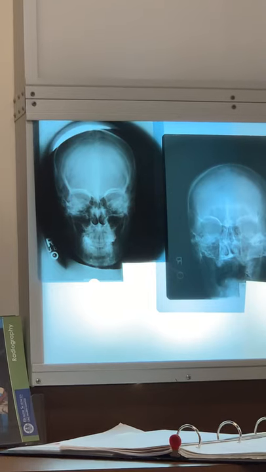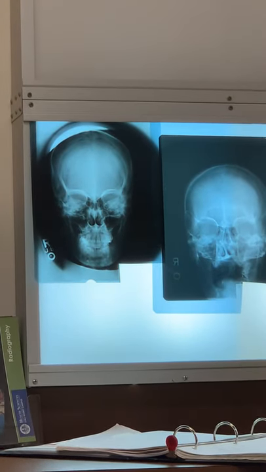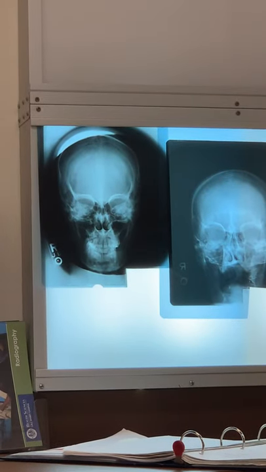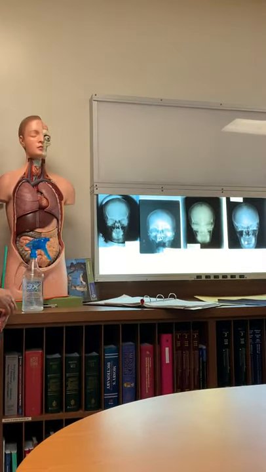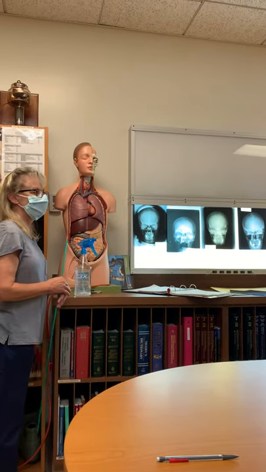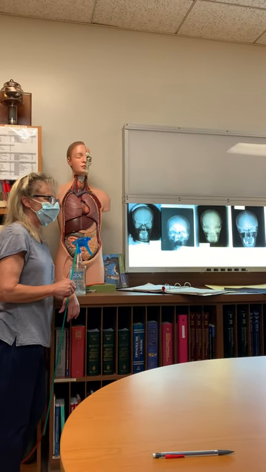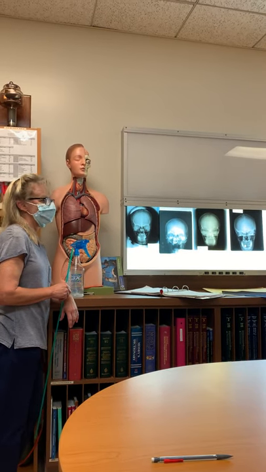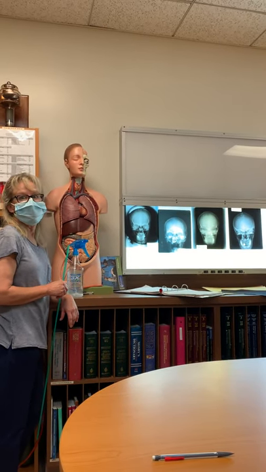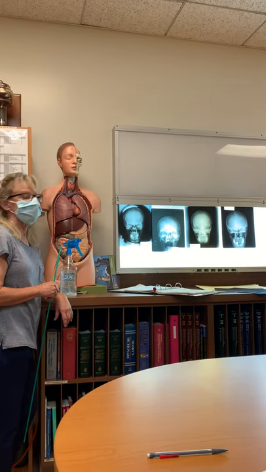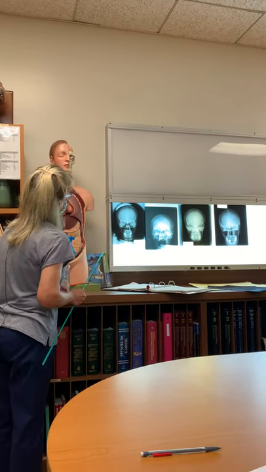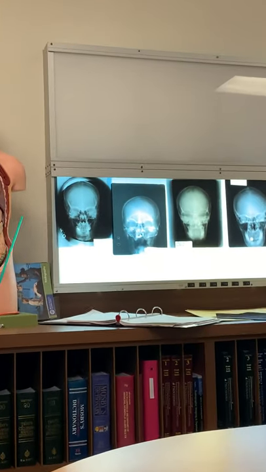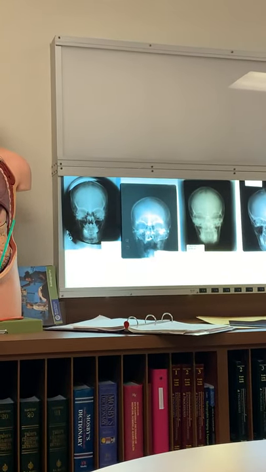Angle the beam more or less? More. The more you angle the beam, the more you're throwing those petrous ridges down. So you'd angle the beam a little bit more, or what would you do with the chin? Raise it up a little bit. Does that make sense? Okay. What about rotation and tilt?